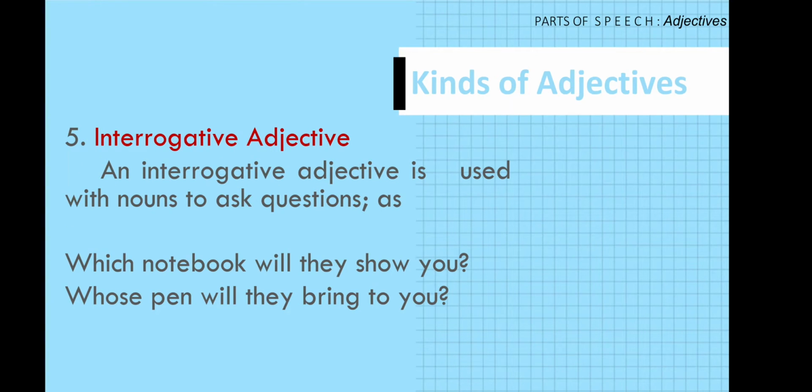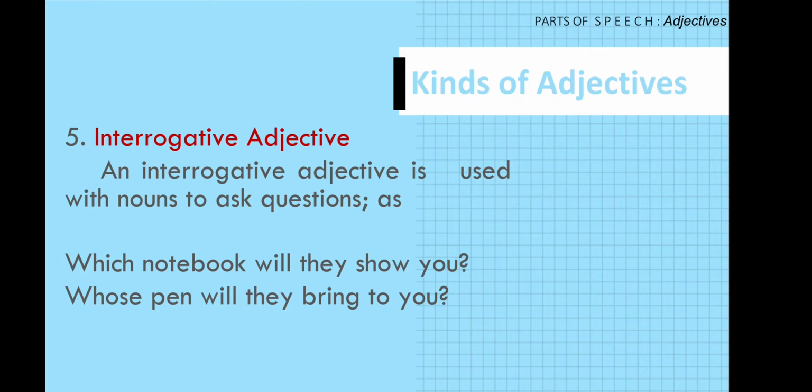Okay? Next one is our interrogative adjectives. An interrogative adjective is used with nouns to ask questions. For example, which notebook will they show you? Whose pen will they bring to you? Miss, don't we also use which and whose in interrogative pronouns? Class, the difference is that interrogative adjectives help to find answers to the questions people ask, right? These are often used along with nouns to ask questions, with words such as who, how, why, and which. And such words determine the sentence completely in terms of questioning.